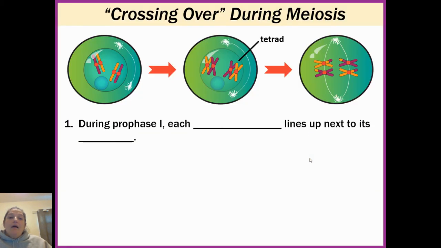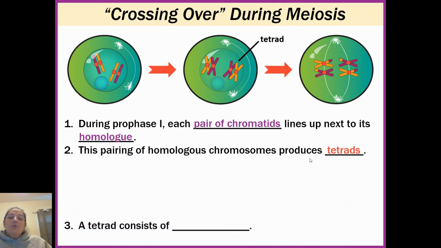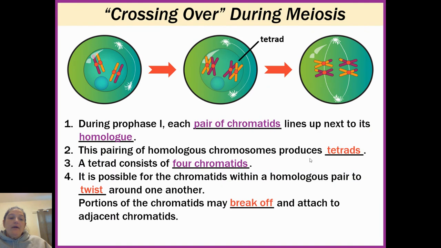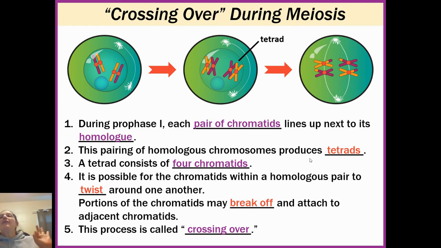Now, during prophase 1, and I sort of talked about this already a little bit, hugely important. If you remember nothing else from meiosis, please remember this: crossing over. During prophase 1, as those pair of chromatids, they will line up next to their homologous pair. So they all get kind of lined up and they hang out together. This produces a tetrad. Tetra as in 4, because I see 1, 2, 3, 4 chromatids.